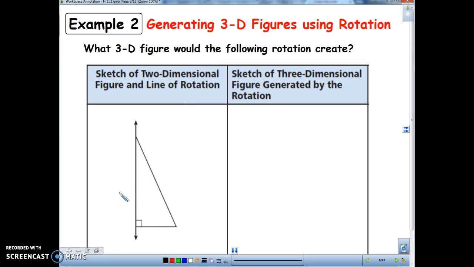So if it helps you to visualize it, you can go ahead and sketch where that would be when it reflects over the line. Okay. Should be symmetric. Just get as close as you can.